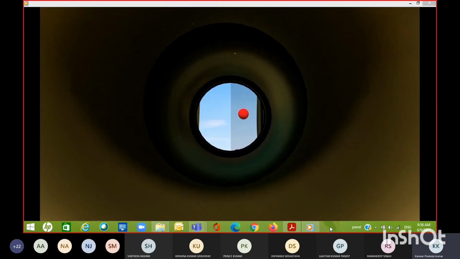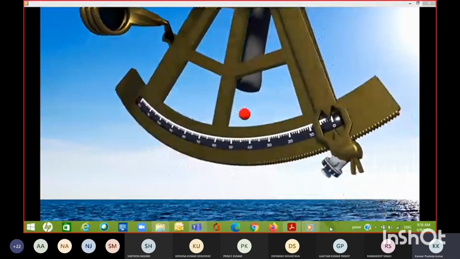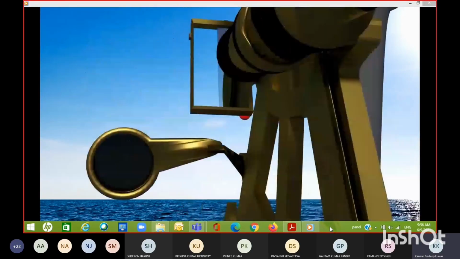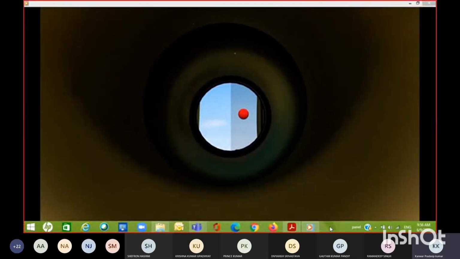Next, you want to get hold of the clamp at the bottom of the index arm. This will allow you to move the index arm freely. Have a little practice wiggle just to see how the image in the horizon mirror actually moves when you're moving the index arm. Then you want to start to bring the entire instrument down, aiming it towards the horizon.